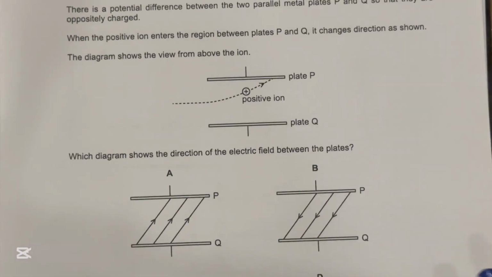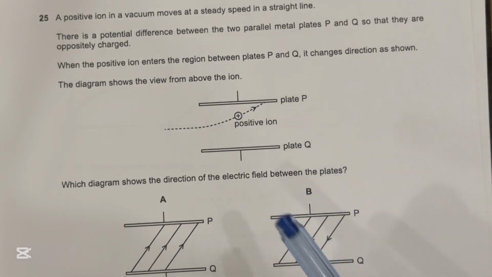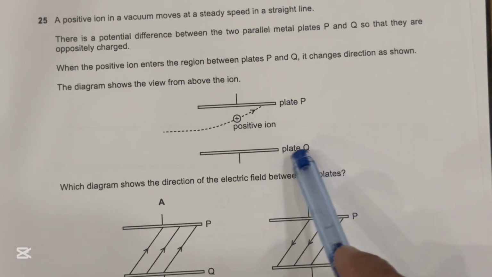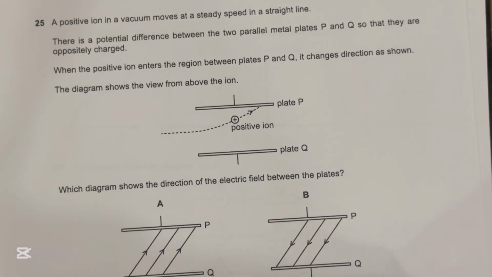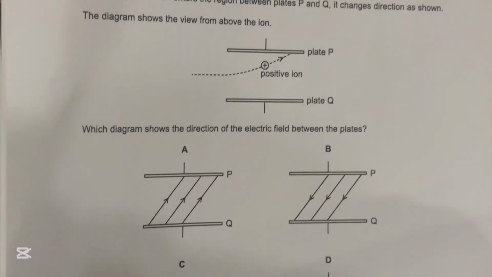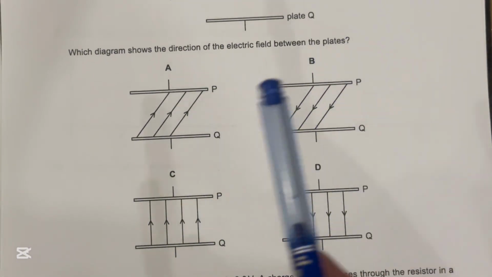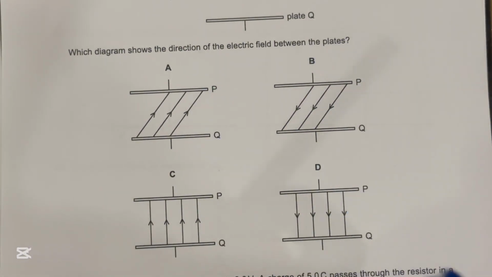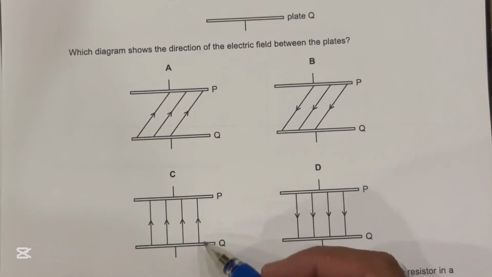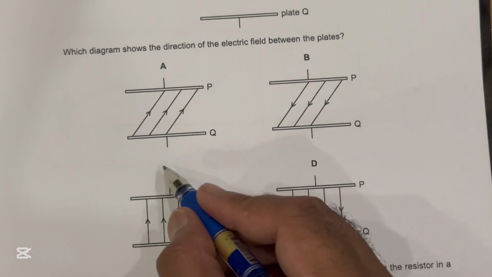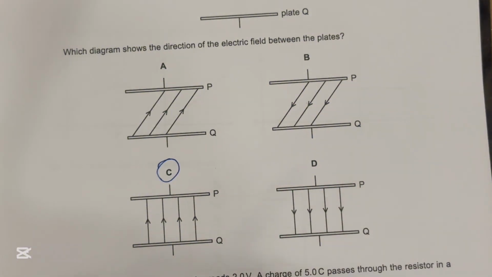As we know that it is moving towards the plate P, it means that this should be negative and this should be positive, and the field lines should be straight, not tilted. So options C and D are the closest options here, and from these we know that it will move from Q to P. So option number C is the right choice.